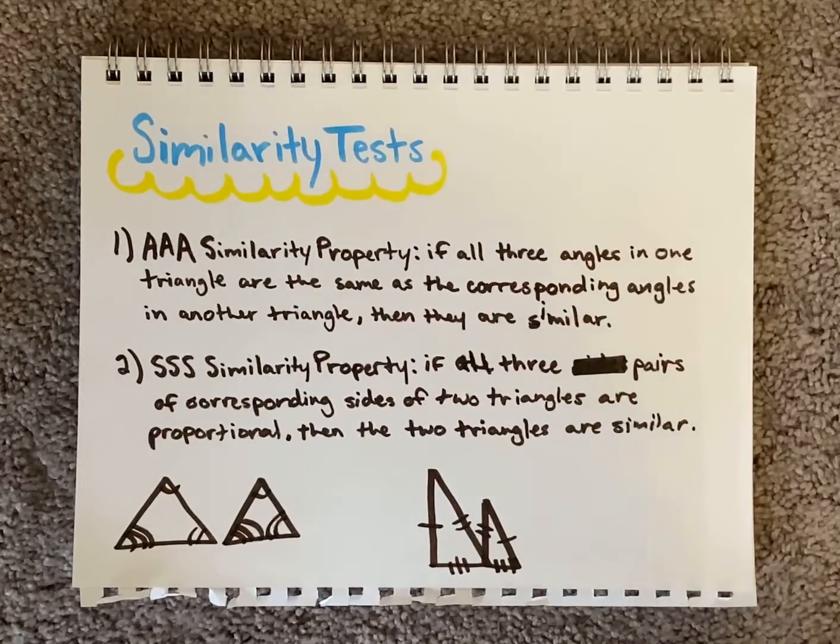Now for the SSS or side similarity property, this rule states if all 3 pairs of corresponding sides of two triangles are proportional, then the two triangles are similar. You can see that I have an example as well for two triangles with similar angles and two triangles with similar sides.